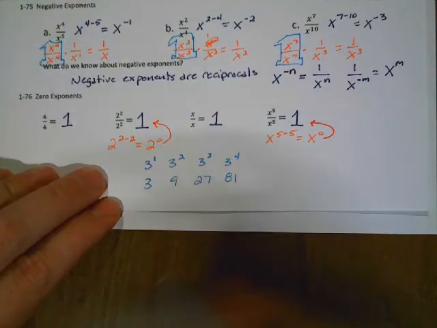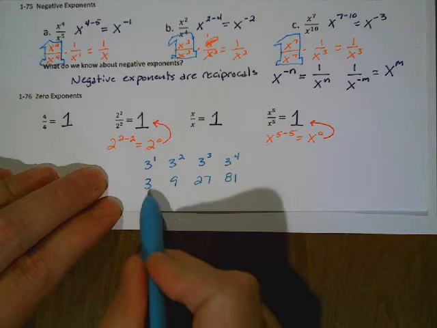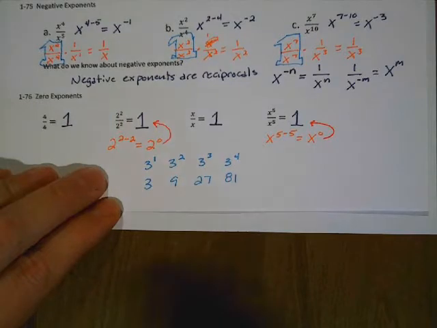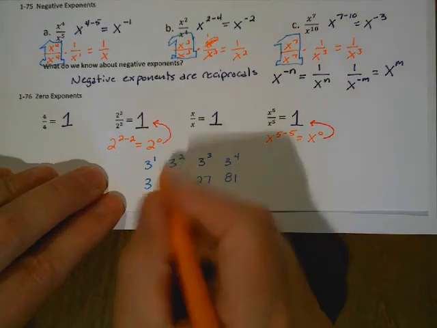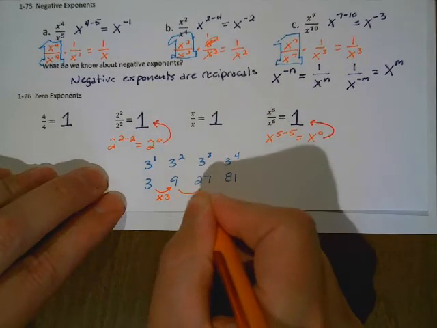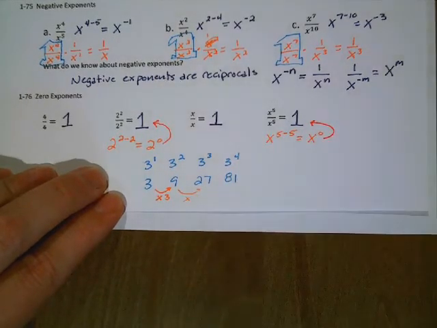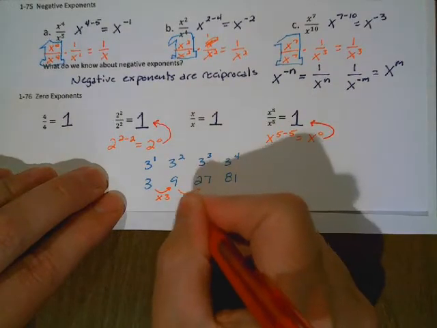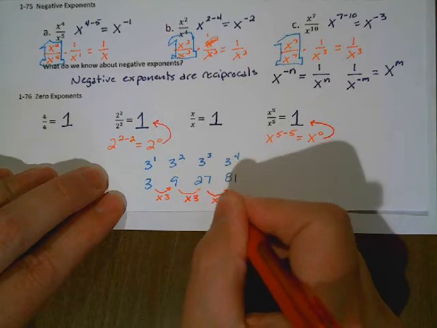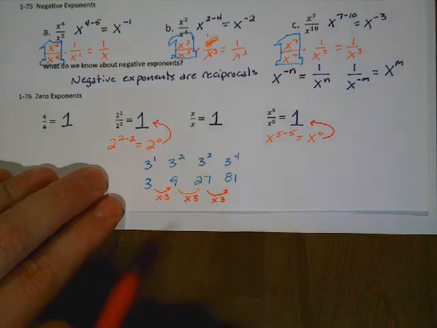Now ask yourself, when we increase the exponent, what's happening to these values down here? Well, it looks like we're multiplying by 3 each time, right? So from here to here, we are multiplying by 3. From here to here, we are multiplying by 3. From here to here, we're multiplying by 3. So it looks like when I'm going from left to right, each time I increase the exponent, I'm multiplying by 3.